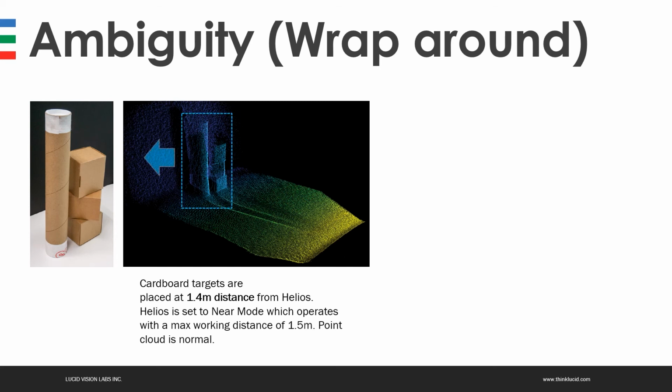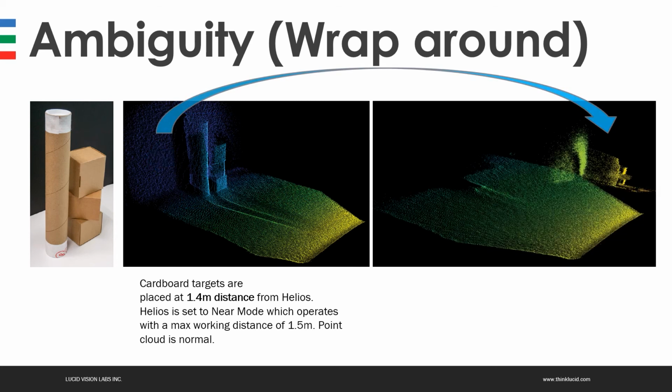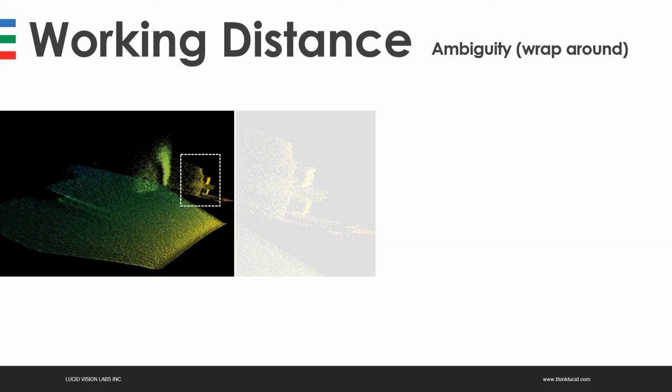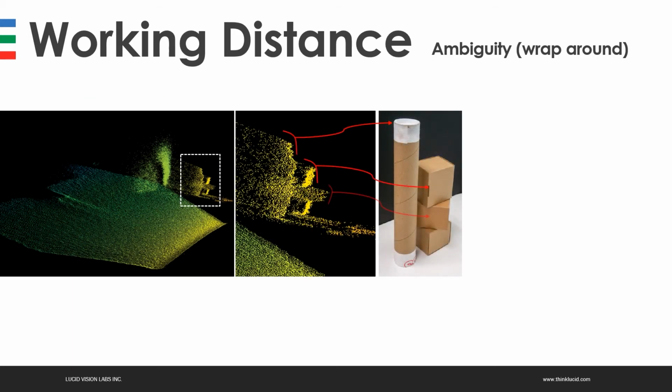What can happen with objects that are just outside the working range but very close to it is that they might wrap around and pop up in front of the scene. In this example, the objects are placed at 1.7 meters but are actually showing up at 0.2 meters at the front of the scene. If we take a closer look, we can see how the wrapped around objects are showing up. How to deal with this? Well, first you want to try and remove any objects outside the camera's working range and field of view that you don't need. You can also change the working range. In this case, you would change the Helios from near mode to far mode.